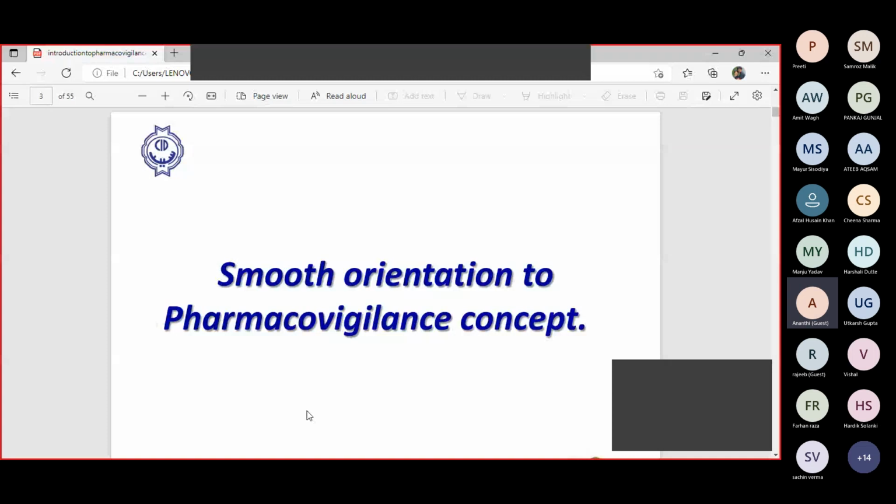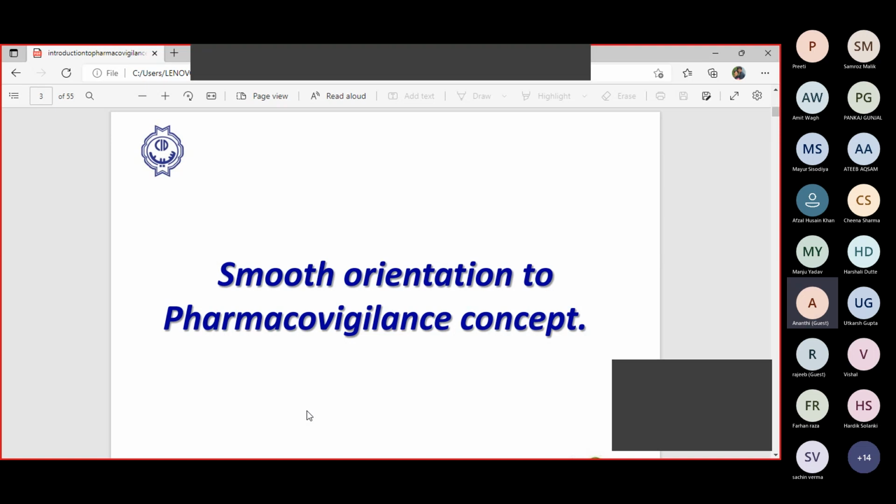And today I'm going to discuss with you the basics of pharmacovigilance and what you are going to learn, what's the importance of pharmacovigilance, what is the scope, and what are the databases we are using. So about that, I'm going to give a brief outline today.